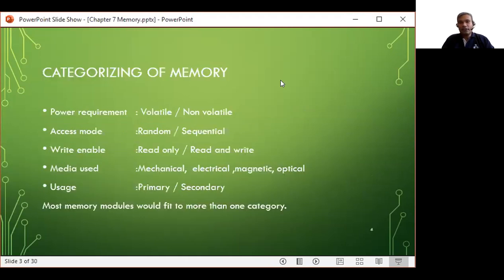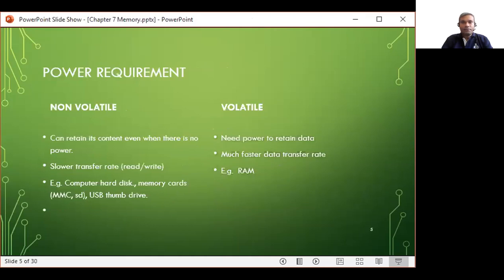We'll start with the easy one, the physical structure, or actually how the memories are built. Now, depending on how the memories are used or built or different requirements, you can categorize them in different ways. For example, you can categorize them based on the power requirements, access mode, and type of media that is used, and so forth. If you look at any of the commonly used memories like RAM or USB drive, they will probably fall into more than one of these categories. So let's start with something like this.